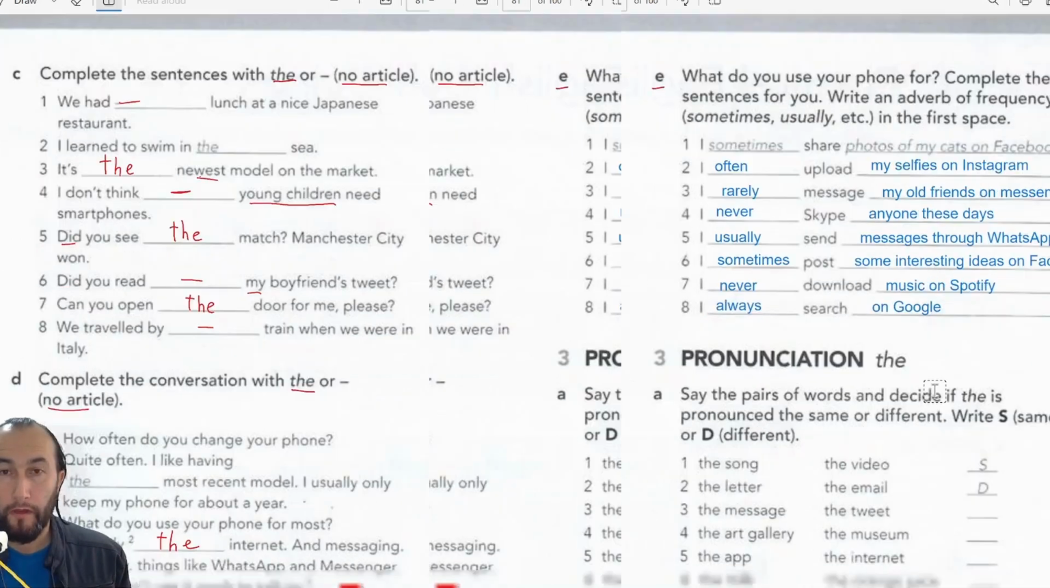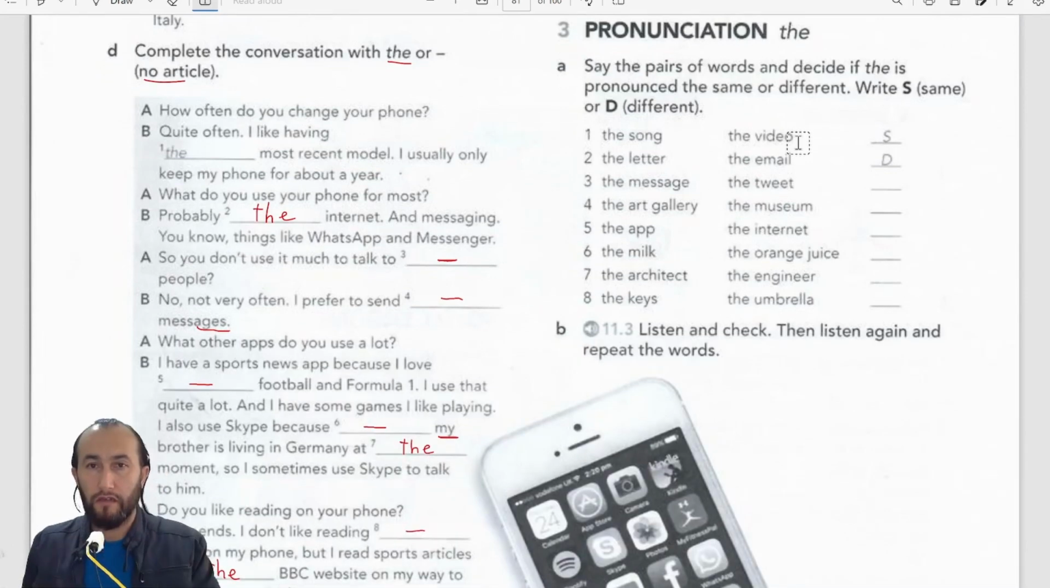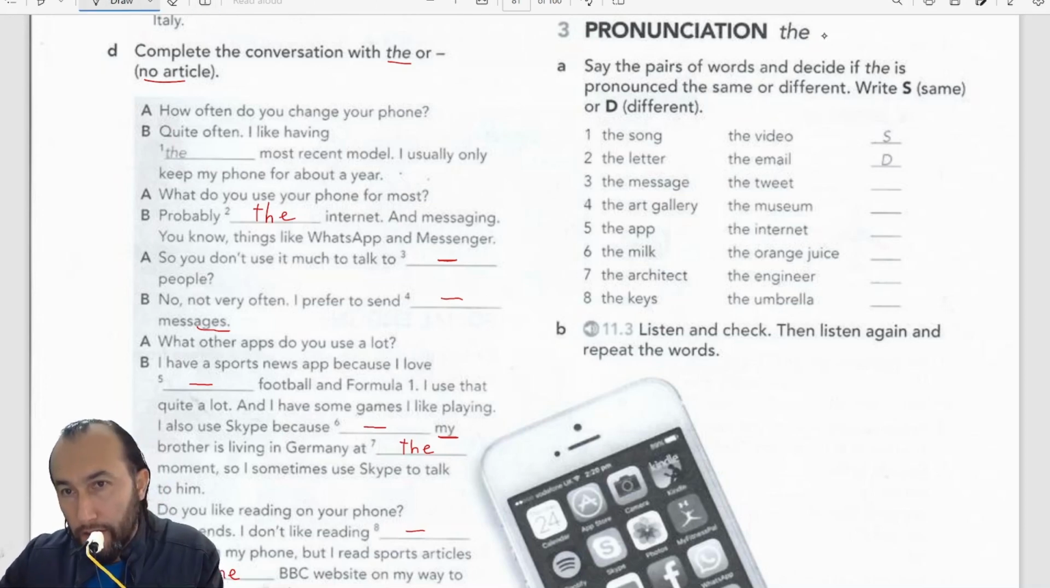That's it. Now, exercise 3, pronunciation. It's about how to say the. Say the pairs of words and decide if the is pronounced the same or different. Write S if it's the same and D if it's different. The idea is the article the, which we can say in two ways, depending on whether it comes before a consonant letter or a vowel letter.